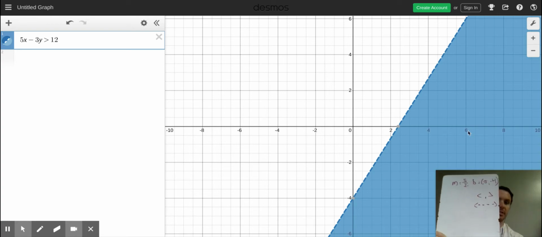Okay. And that's what you guys see right here. It is a dotted line. Okay. So we have a dotted line. I don't know what's going on with my mouse.